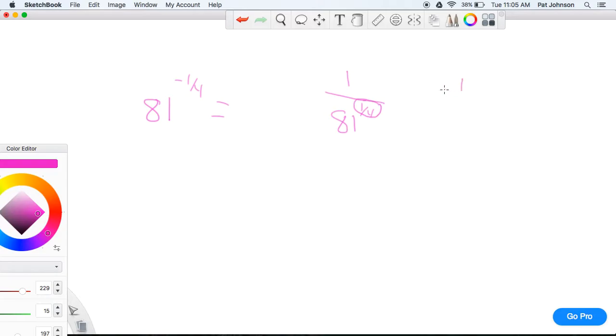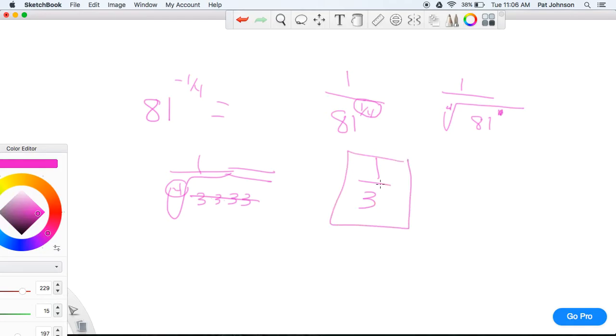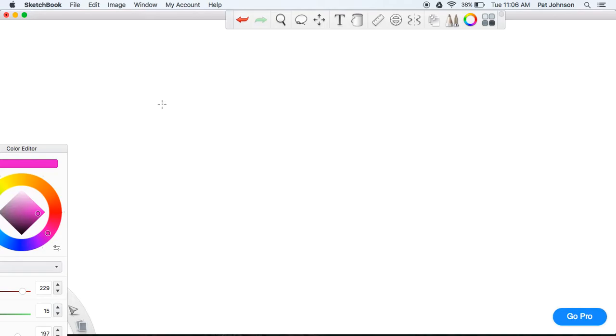Now, what does that mean? 1 over, we know we're going to have a radical sign because it's a fraction. The base is 81. My index is 4, and my exponent is 1. And how do I simplify that? Well, what is 81? It's 1 over the 4th root of 3 times 3 times 3 times 3, or 3 to the 4th. Remember, my index is 4. I have to have 4 to take one out, so my answer is simply 1/3. So there's a lot of things going on here. Don't get confused. Let's do another one.